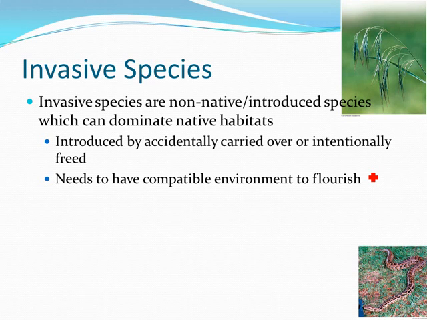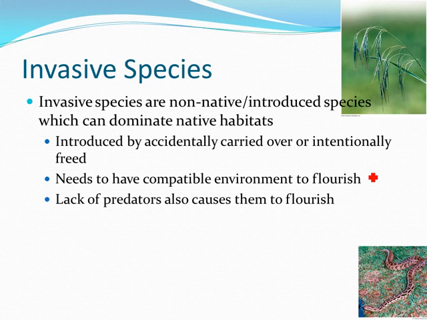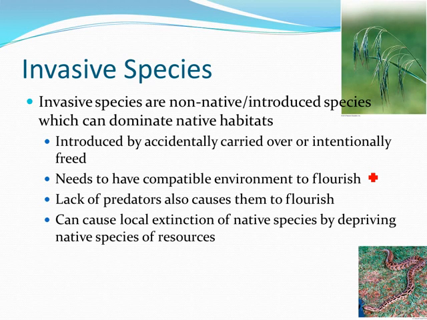Okay, so there are certain requirements for invasive species. One of them is a compatible environment to flourish. That means the environment it's introduced to has to be very similar to its native environment to begin with, to be able to flourish and cause this invasion to occur. Also, it needs a lack of predators. If they don't have as many predators, they are able to reproduce exponentially. These effects can cause local extinctions of the native species, and they also compete for the same resources. So you have native and non-native species competing for the same resources.